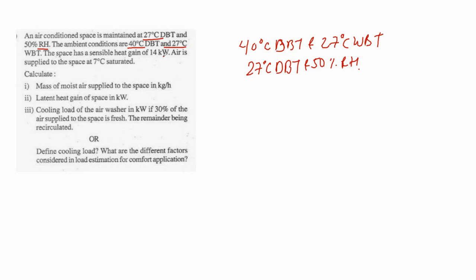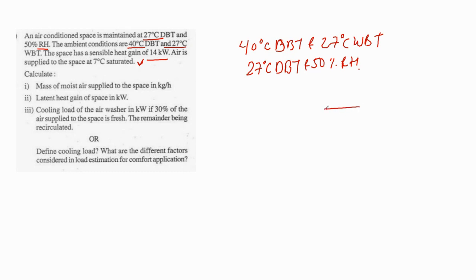Okay, and one thing also provided is sensible heat gain, 14 kilowatt, and the air is supplied to the space at 7 degrees Celsius saturated. So this is a very important point. The air is supplied to the space at a temperature of 7 degrees Celsius actually.